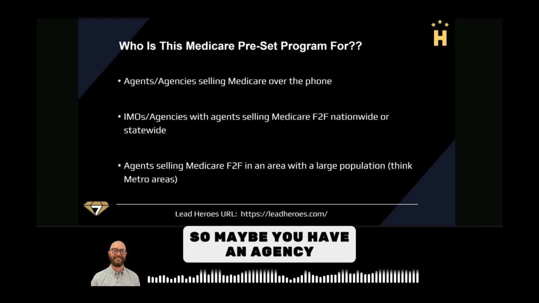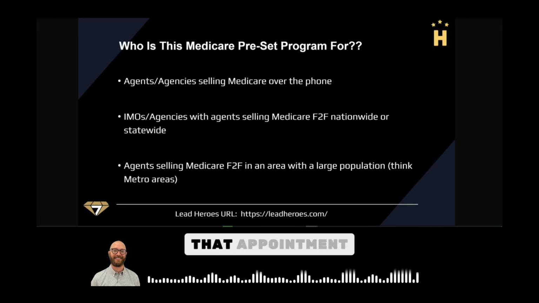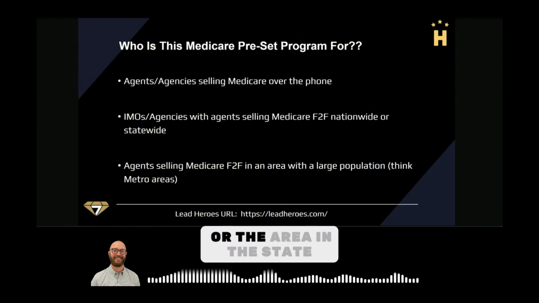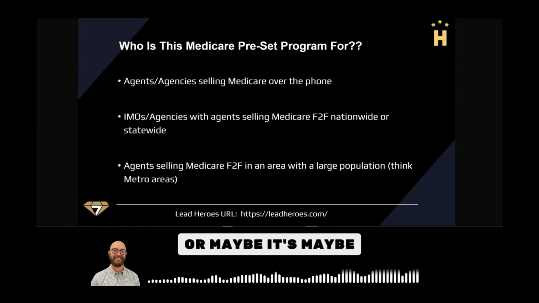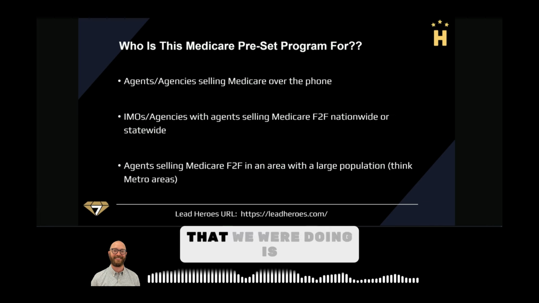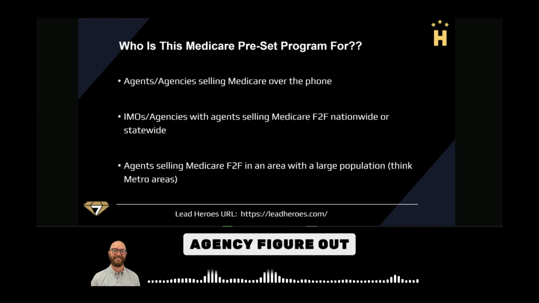So maybe you have an agency that covers most of a state where we could set that appointment for the agency. And then you can figure out which agent, depending on their availability or the area in the state, or maybe you have a large agency, it's multi-state. We've, again, last year, that was one of the things that we were doing: essentially setting it for the agency and then letting the agency figure out exactly how to distribute that to the agent.